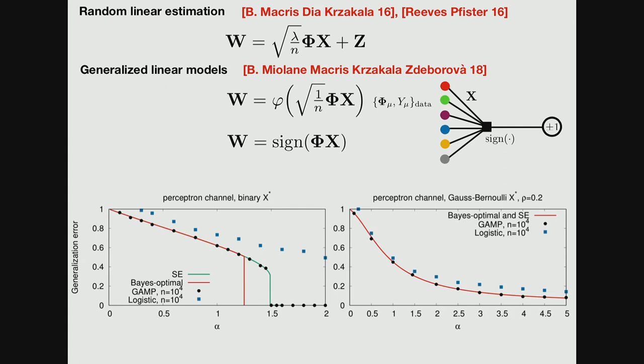And you can compare that to simple algorithms. So this is the case of a binary perceptron. In the case of a continuous perceptron, you have no discontinuous phase transition like this. Okay?